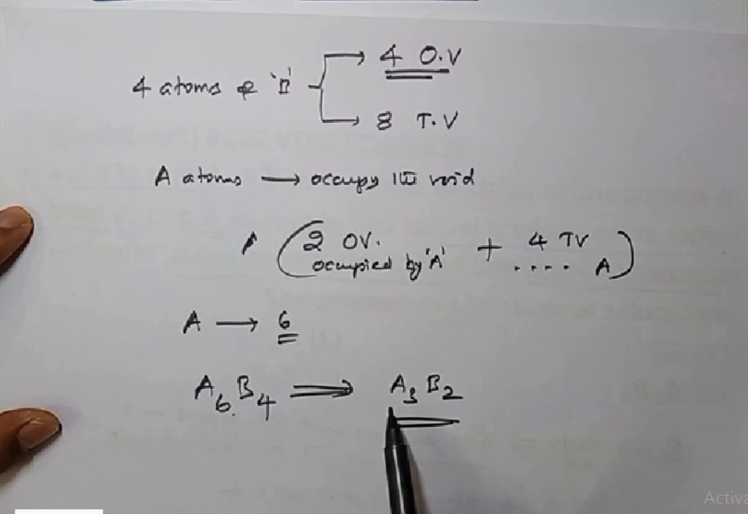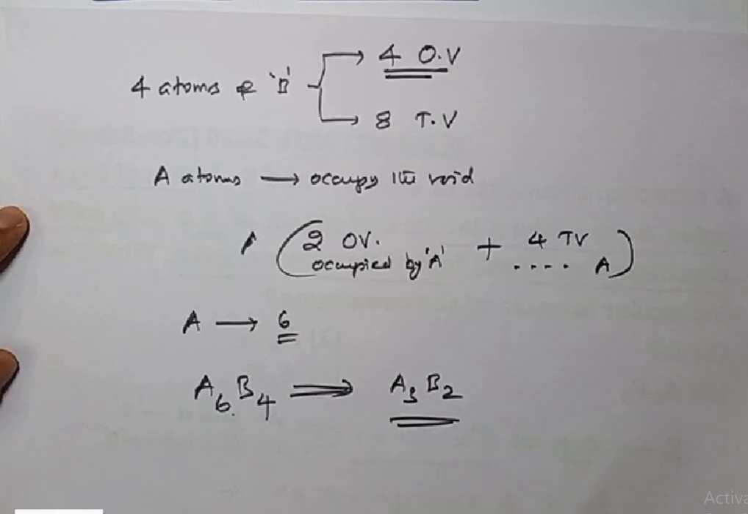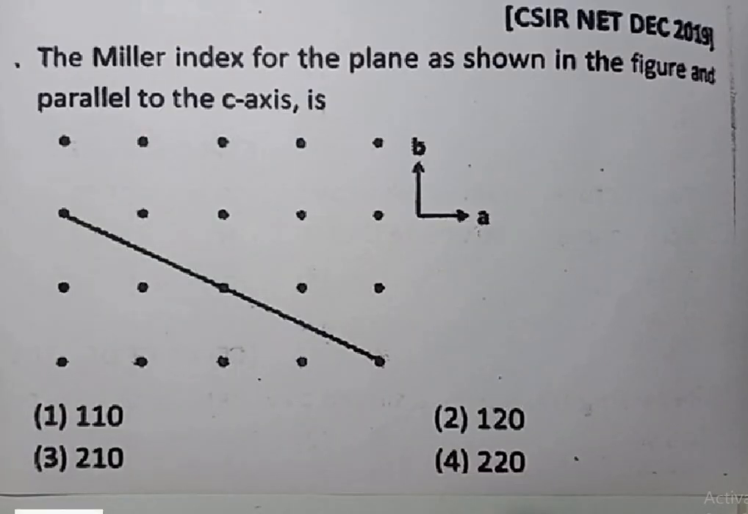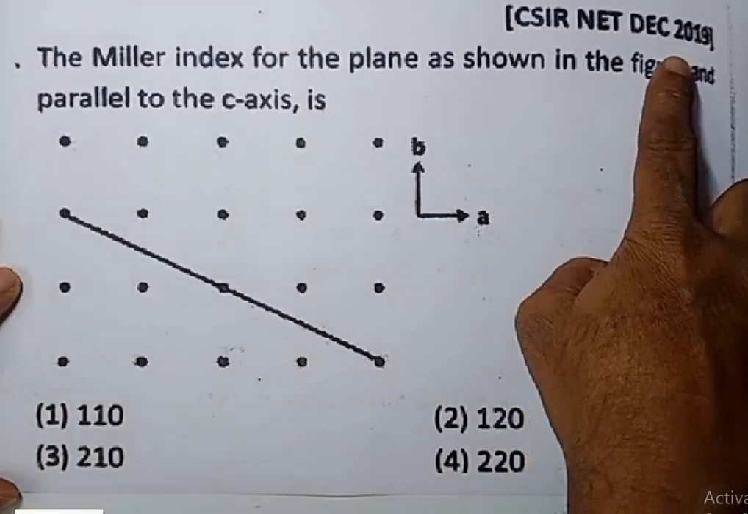Simplify it, you will get A3B2. So, A3B2 is the molecular formula of the compound. Okay, take down. First, this question appeared in 2019 December.